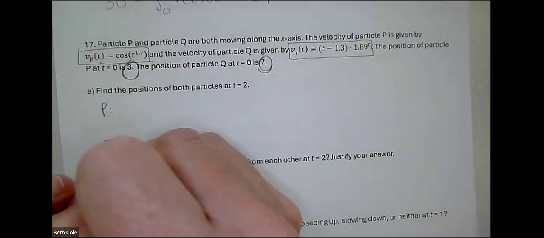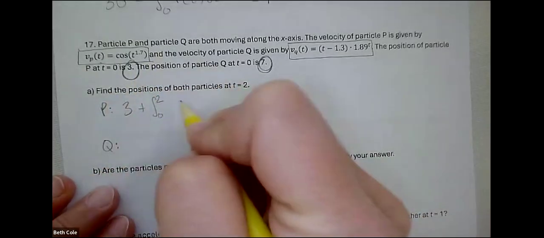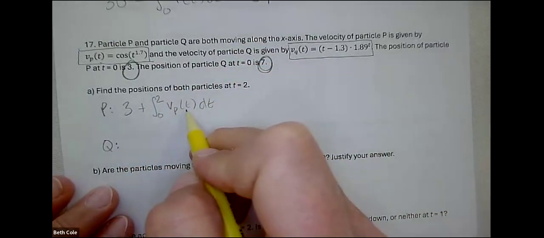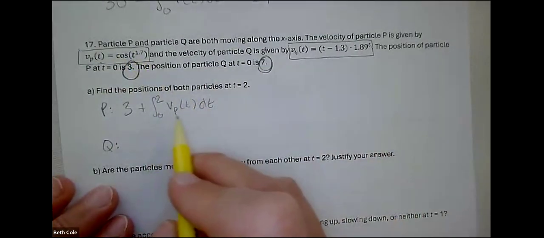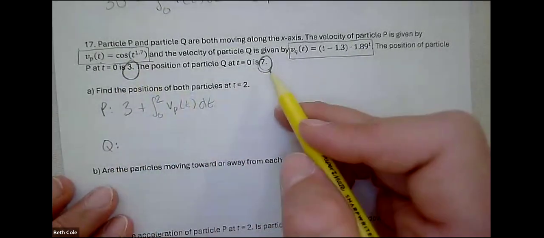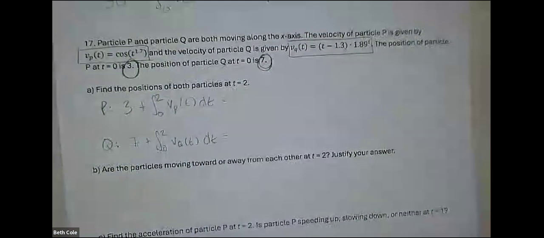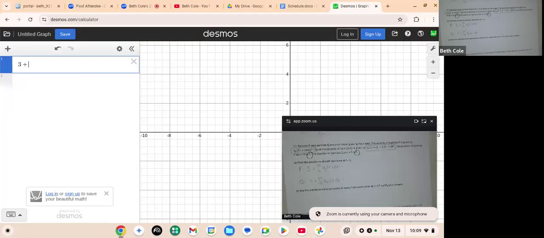So I'm going to just label these. P starts at 3, and we want to accumulate from 0 to 2 of this. Just write velocity of particle P. When you go and type it in the calculator, you're going to put that, but for the sake of time, don't write the whole thing out. Also, if you copy it wrong, then it's wrong. All right, for Q, it starts at 7. We want to accumulate from 0 to 2 the velocity for Q. And now I'm going to go to the calculator and just have fun typing those in. Button pushing is a skill that you need, though. So this is an important thing to practice.